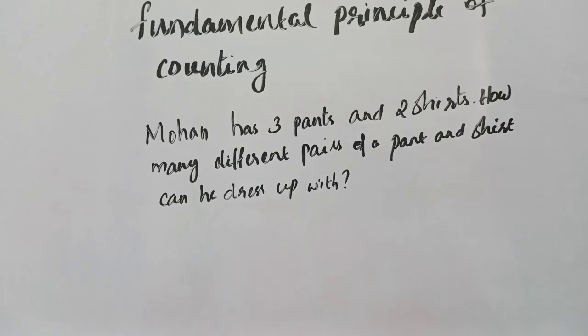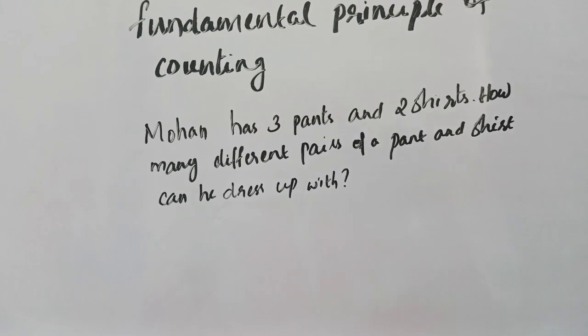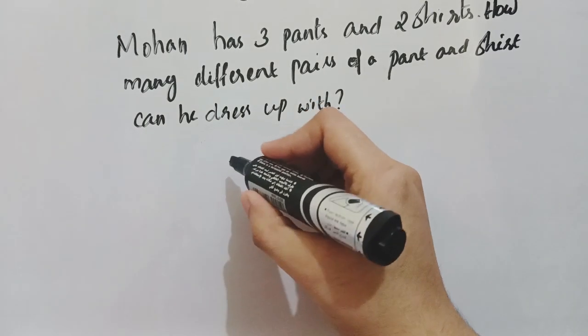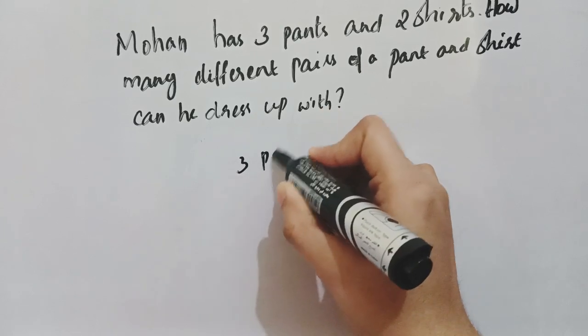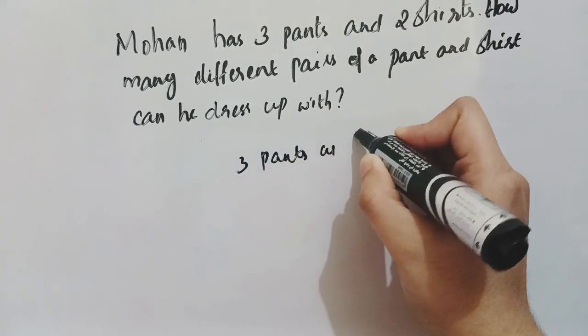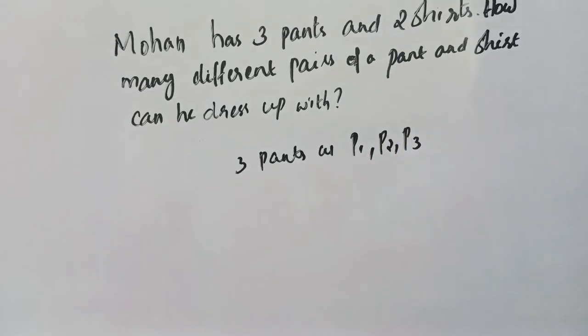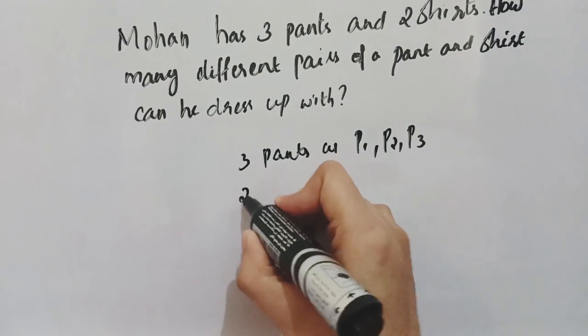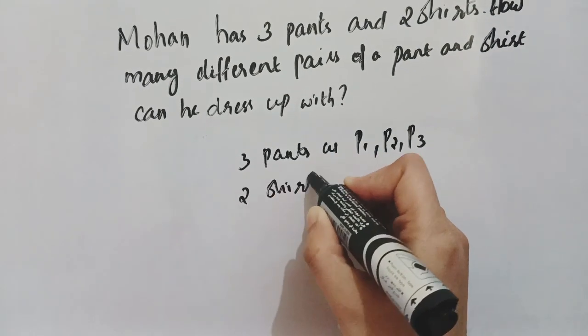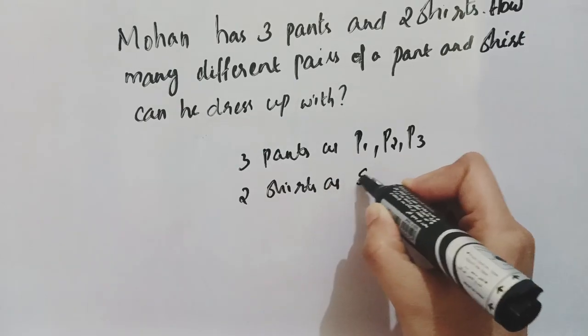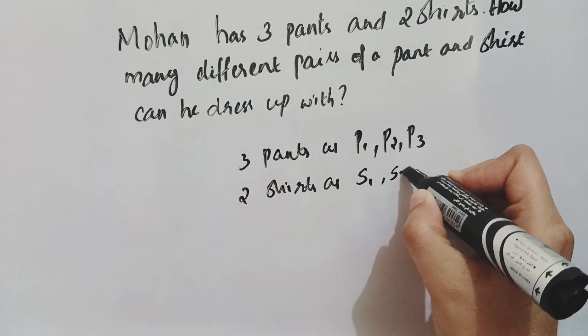Mohan has 3 pants and 2 shirts. How many different pairs of pants and shirt can he dress up with? We can discuss this problem and understand the fundamental principle of counting. For this, we can name the 3 pants as P1, P2 and P3 respectively, and the 2 shirts as S1 and S2.